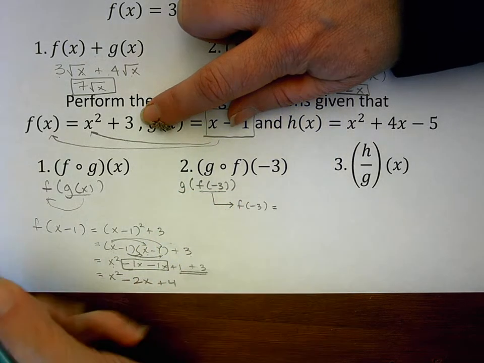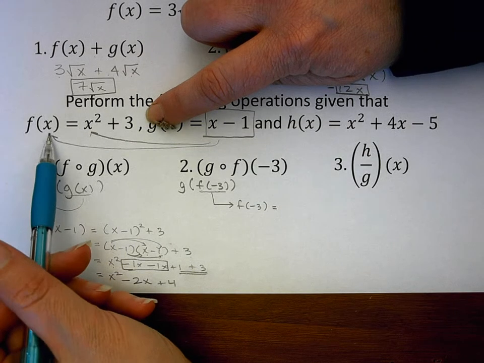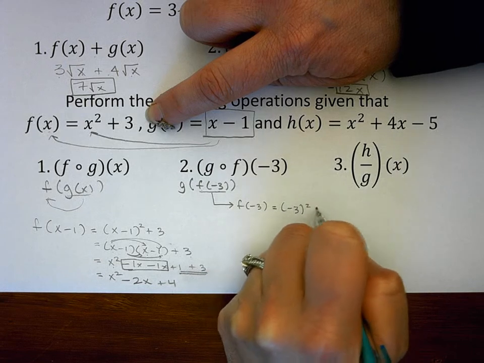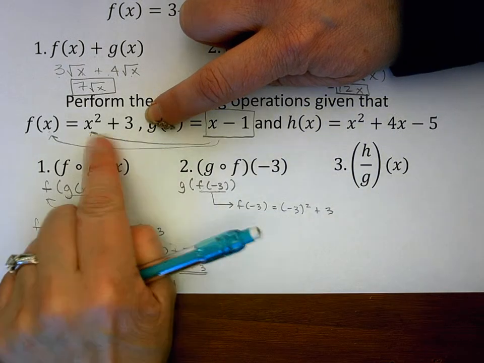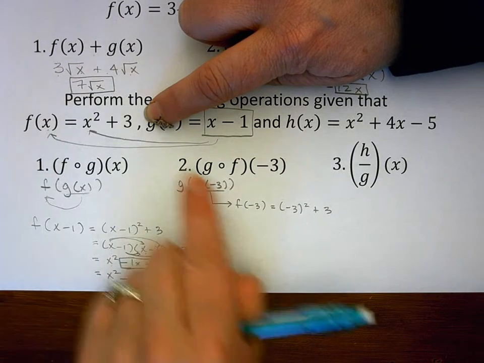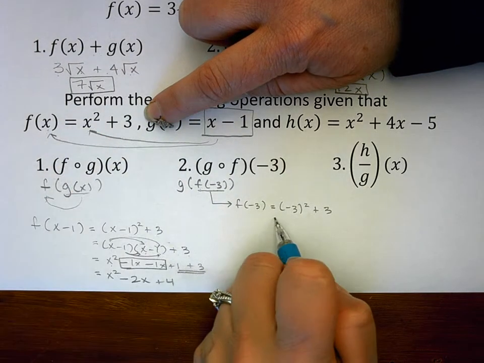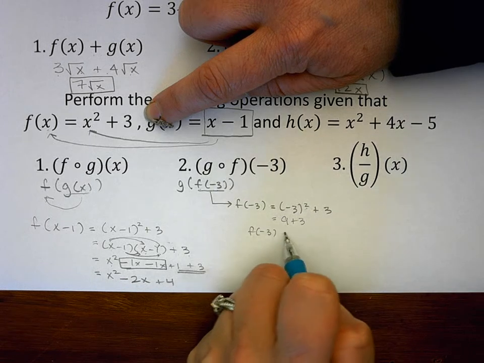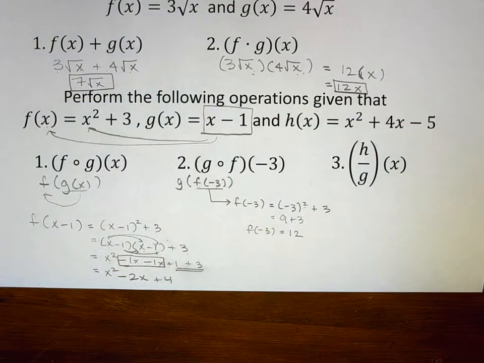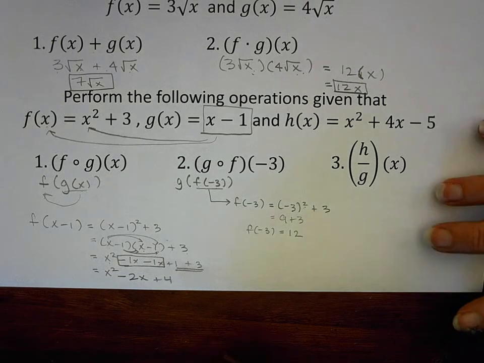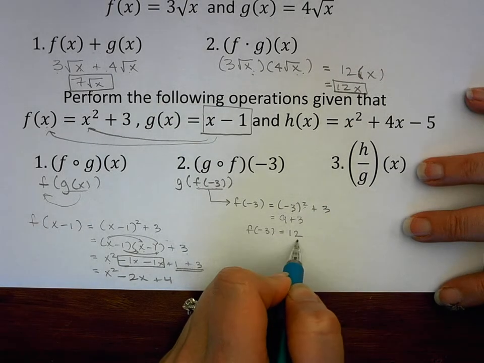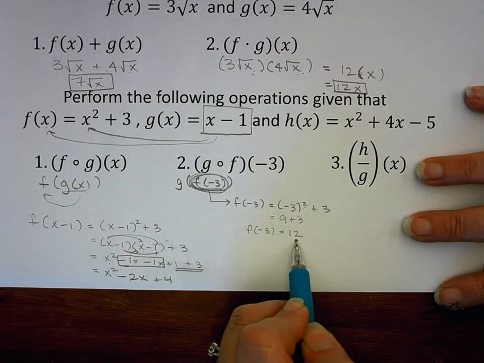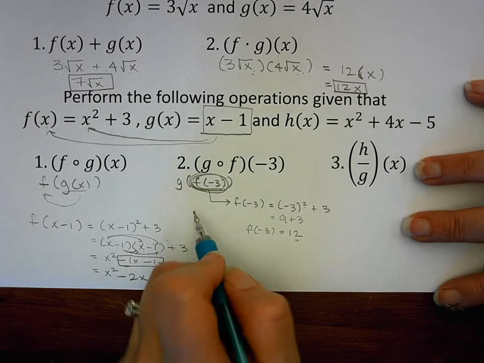So f of negative 3, so I'm replacing x with negative 3. So I have x squared plus 3, kick the x out, and put negative 3 in its stead. So that will be 9. So then I know f of negative 3 is equal to 12. Okay, so this now becomes my new input. So meaning instead of f of negative 3, it's the same as 12.